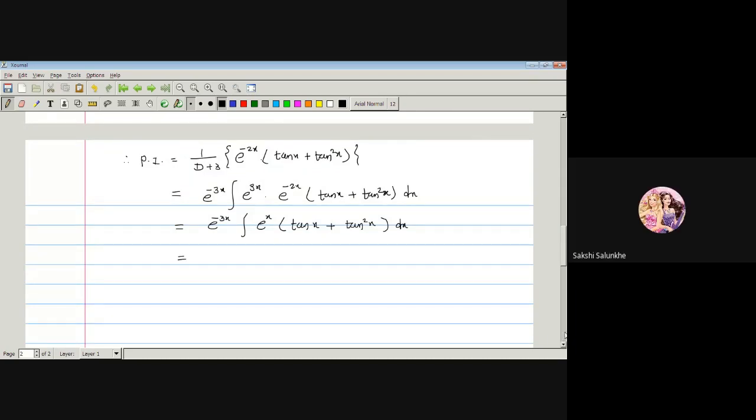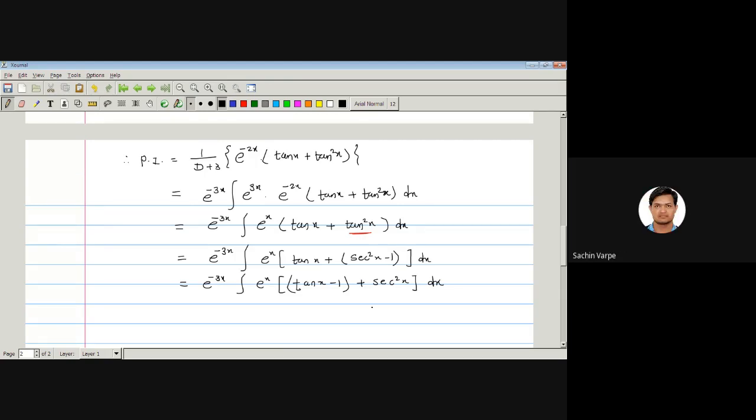The formula for tan square x is sec square x minus 1, right? So e to the power minus 3x integration of e raised to x into, I can write, tan x plus sec square x minus 1. So that is equal to e to the power minus 3x integration of e to the power x into, I can add just like this, tan x minus 1 plus sec square x. Can I write it like this so that I can substitute?